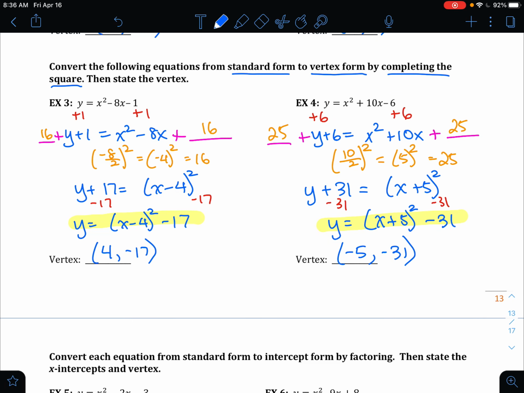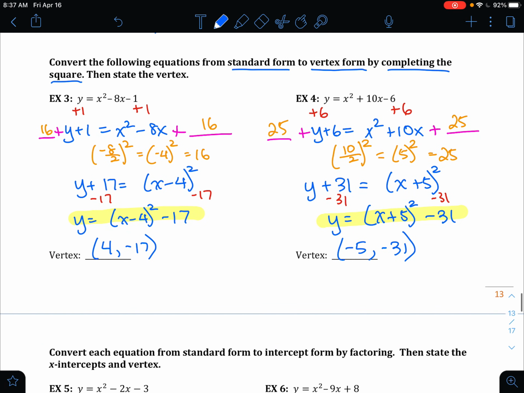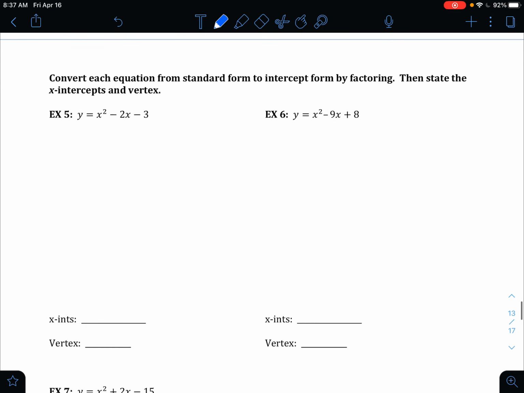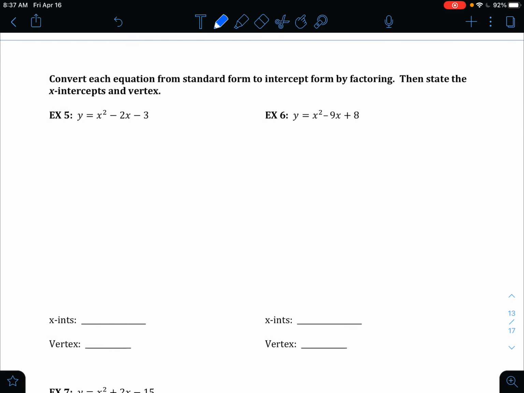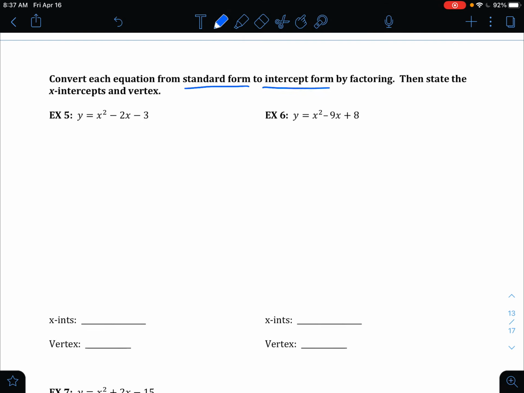So if you look at the first 4, the processes are really opposite. In 1 and 2, we started with vertex form, multiplied it all out and got standard. And then in 3 and 4, we went backwards. Okay, one more conversion. We are going to convert each equation from standard to intercept form by factoring. All right. Then we're going to state the x-intercepts and the vertex because we will be in intercept form.